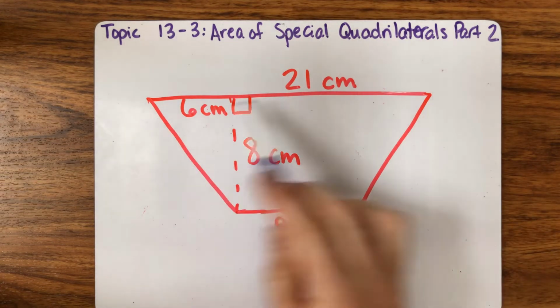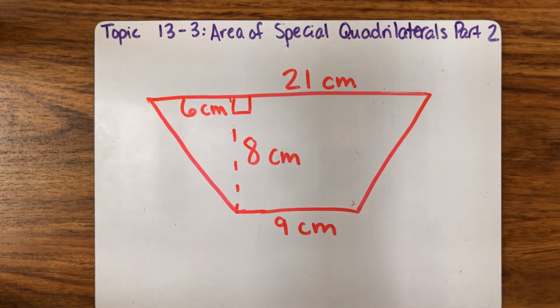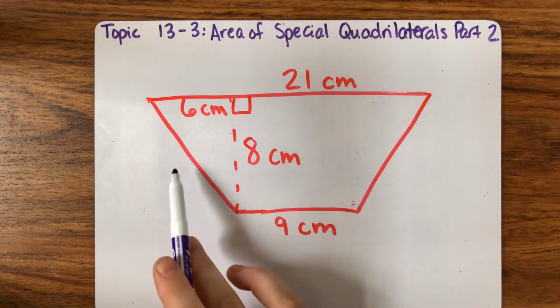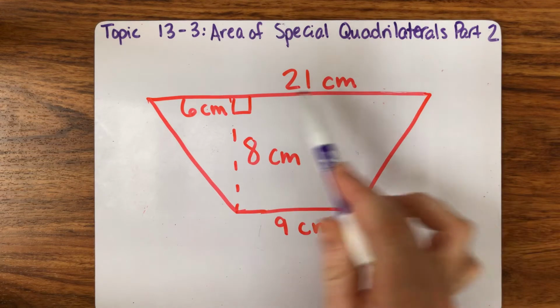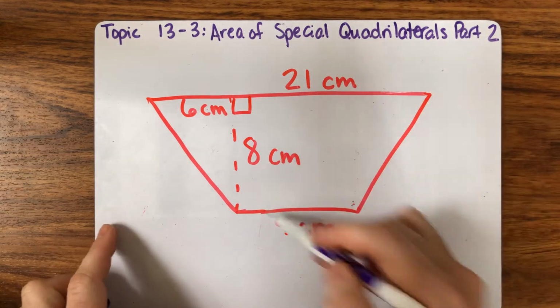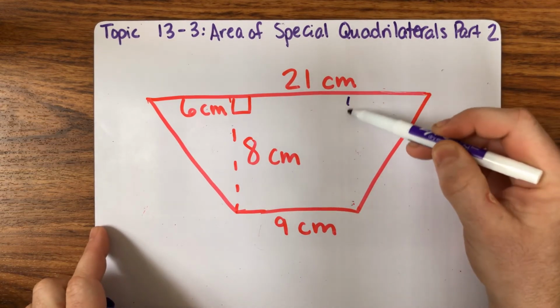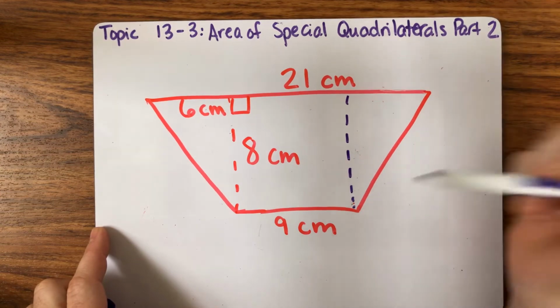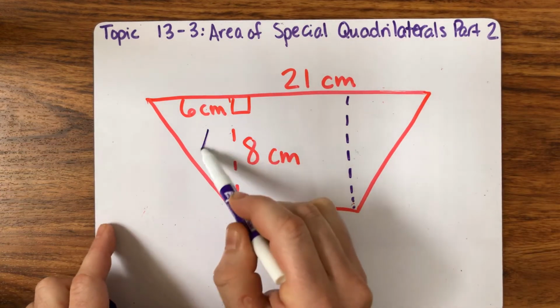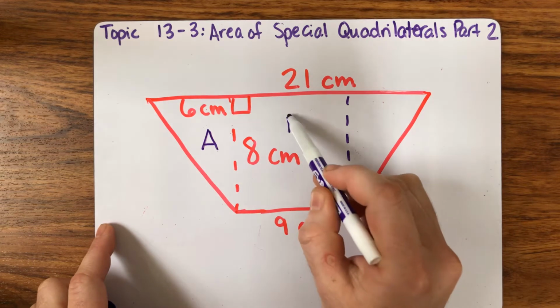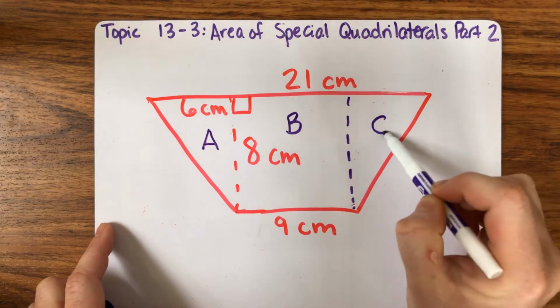So we see an upside down trapezoid, kind of, and I see that there's a triangle here, but then there's this trapezoid shape here. Well, what I can do in this section is break this up into another triangle. So I have a triangle A, a rectangle B, and then a triangle C.